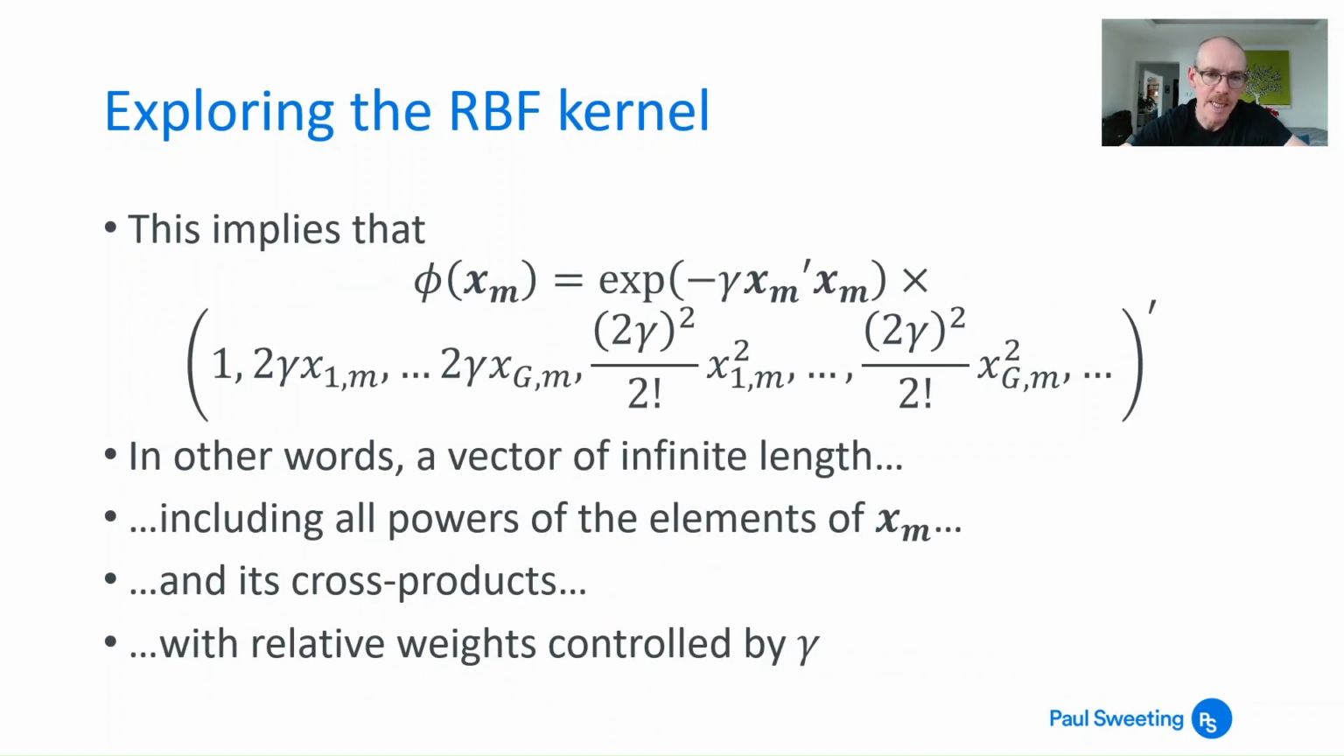So what that implies is that the mapping function that you've got there is equal to e to the minus gamma xm transpose xm times this infinite series. In other words, a vector of infinite length including all of the powers of the elements of xm and all of its cross products with the relative weights controlled by this parameter gamma. So that's pretty powerful.